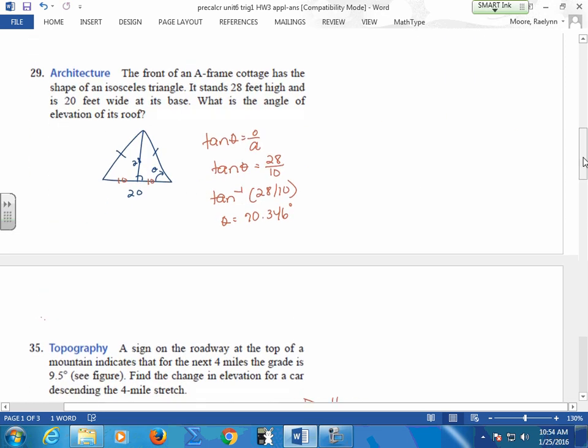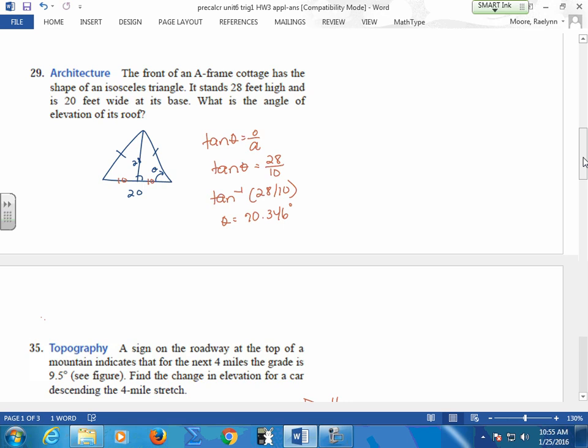The front of an A-frame cottage has the shape of an isosceles triangle. So even if you don't know what an A-shaped cottage does, make an isosceles triangle. It spans 28 feet high. There's the altitude in the middle. 20 feet wide on the base. This is kind of real similar to number 1. Your perpendicular line cuts that base in half. Your angles in the bottom are the same because it's isosceles, and your base is the same when it's isosceles.